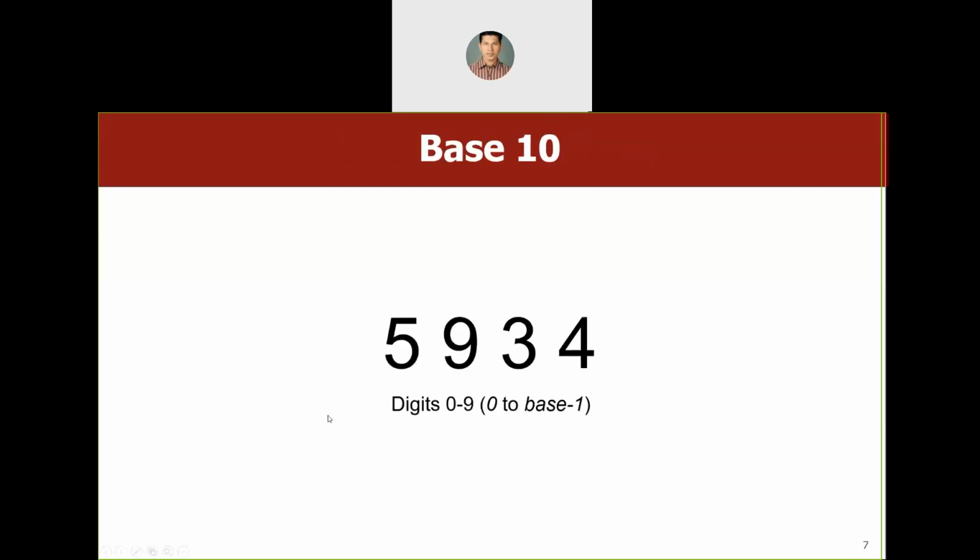So take an example, 5934. It's a decimal number. So we have digits 0 to 9. What is the base? Base is 10. So the digits run from 0 to base minus 1. 0 is the first number, base is 10, so the last number, base minus 1, is 9. So I can have digits 0 to 9 in this number system. So we have ones, tens, hundreds and thousands.